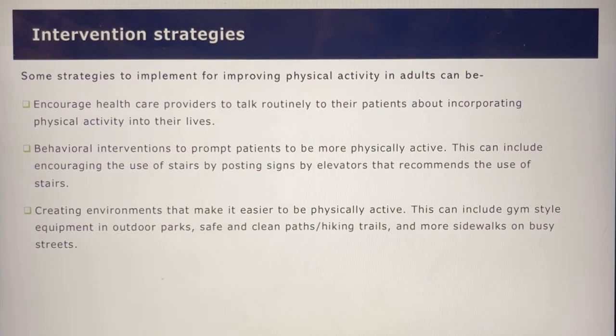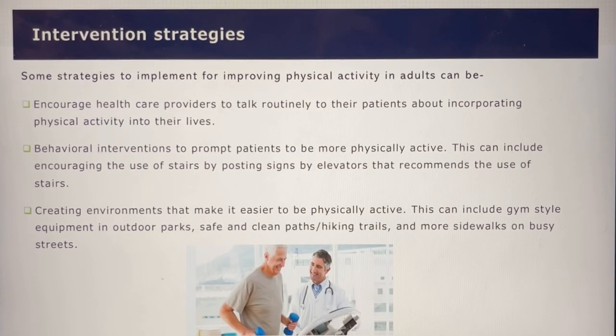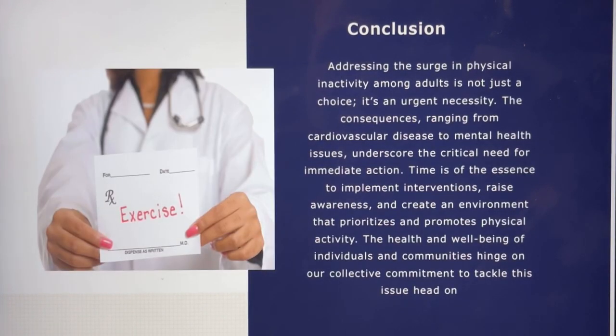Creating environments that make it easier to be physically active. This can include gym-style equipment in outdoor parks, safe and clean paths and hiking trails, and more sidewalks on busy streets. Conclusion. Addressing the surge in physical inactivity among adults is not just a choice, it's an urgent necessity.